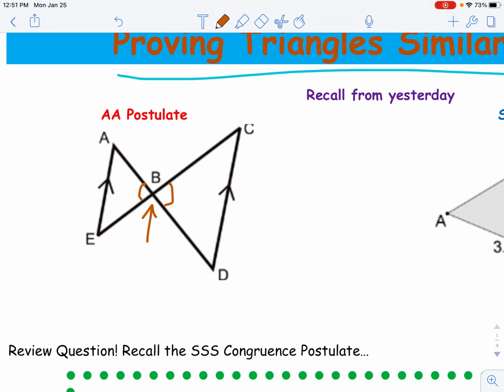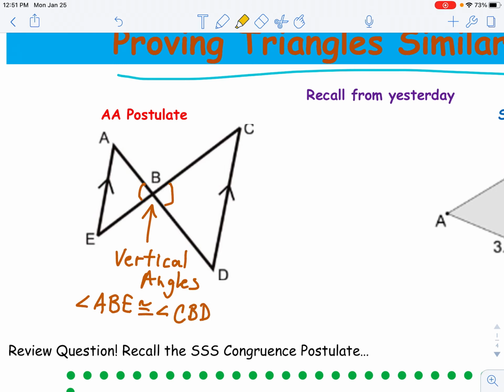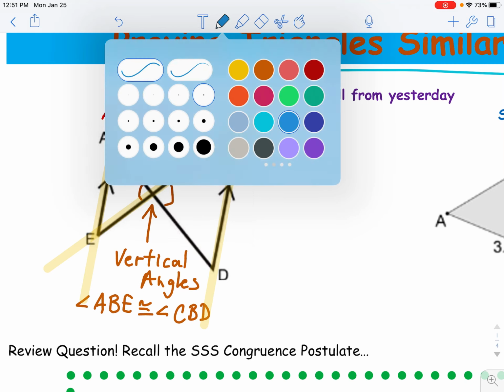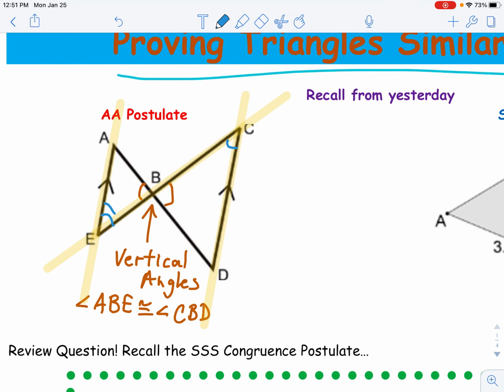Well, looking at this right here, triangle ABE and triangle CBD both have these set of angles that are congruent by vertical angles. So I can say angle ABE is congruent to angle CBD because they're vertical angles. Furthermore, I got some parallel lines. Yesterday we saw corresponding angles. This time today, guess what I'm going to see? I'm going to see some alternate interior angles, all right?